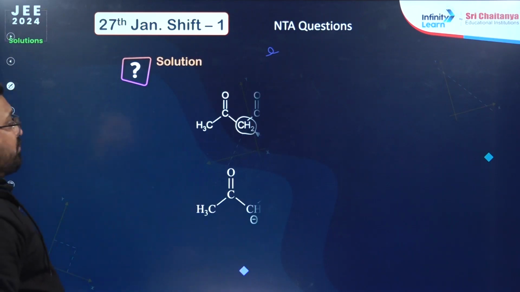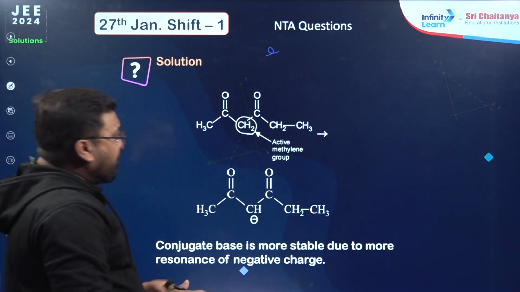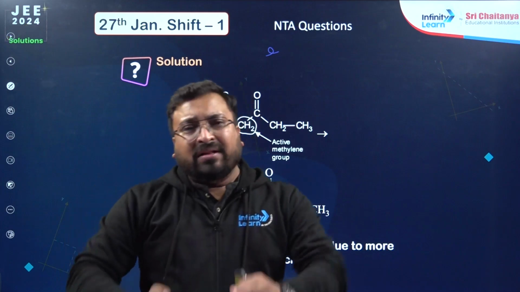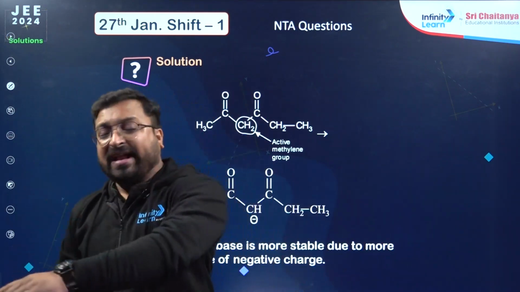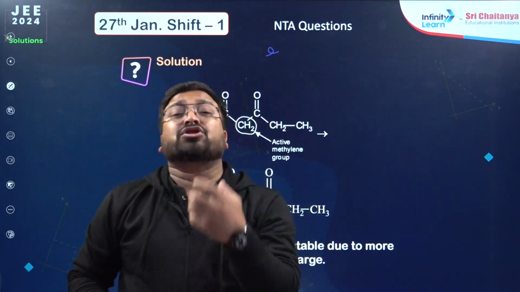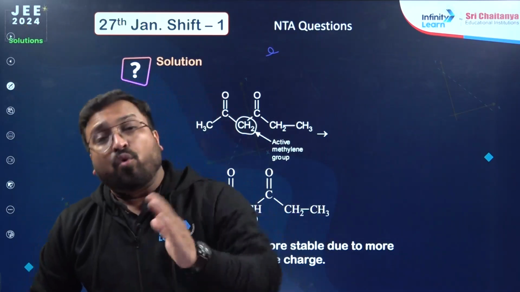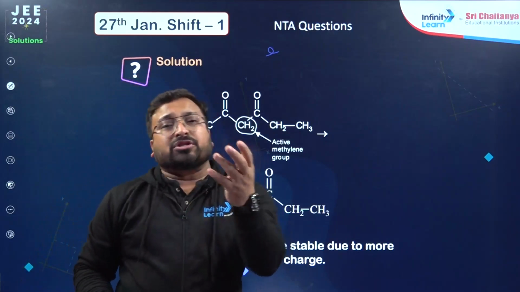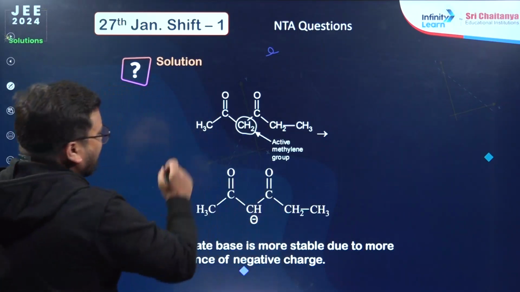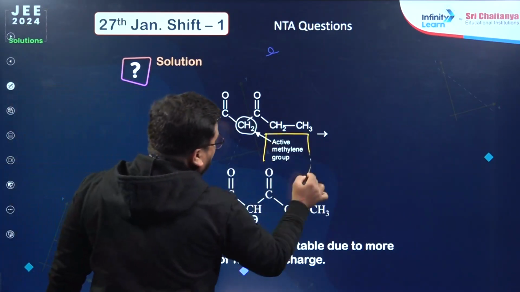So this is more stable. Okay, so bacha log, there is a very common rule that will help you in both organic and inorganic. Which acid is the strongest acid? The acid which has the most stable conjugate base is the strongest acid. So in this case, this is the active methylene group.